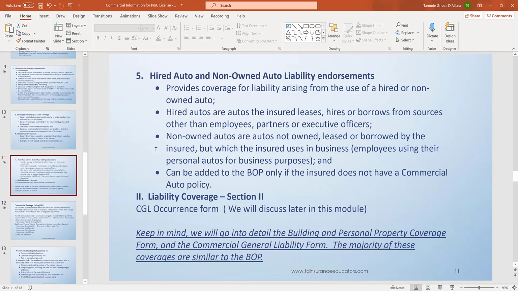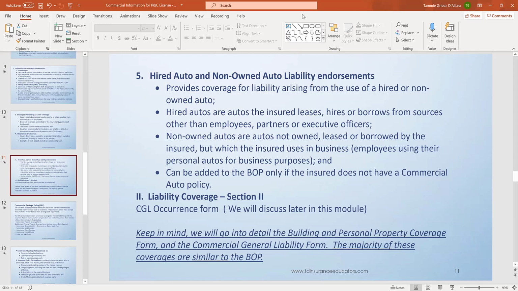Well, if Tom's employer does not have a business auto policy, then they're out of luck. So what this does is it's added to the BOP only if your insured does not have a commercial auto policy. So it's an extra layer of liability that goes over the employees that drive their own vehicles in the business, and that's called your non-owned liability. Now, there is a section 2 here, which is your liability coverage, and we're going to cover it on its own. So keep in mind, we will go into detail on the building and personal property coverage form and the commercial general liability form. The majority of these coverages are similar in the BOP.